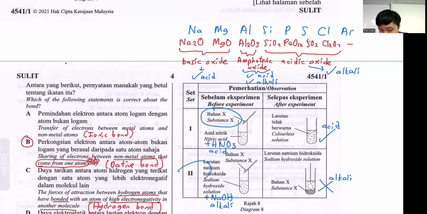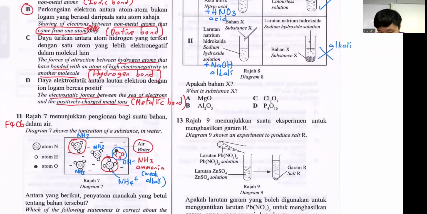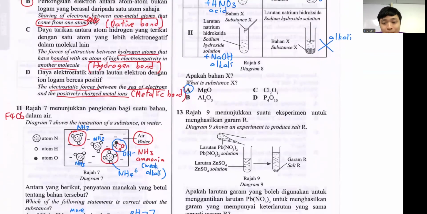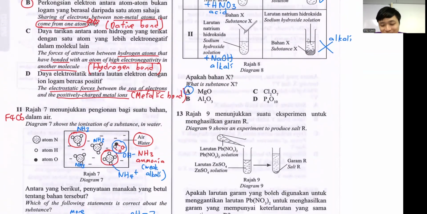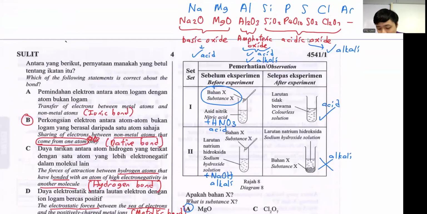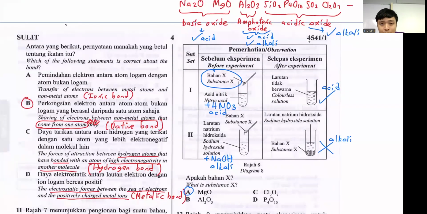But you see the second experiment, X cannot dissolve in alkaline, it only dissolves in acid. So it's either Na2O or MgO. So the answer is A. B is amphoteric. C and D are acidic oxides. But here it is a basic oxide. Very simple: basic oxide can react with acid, acidic oxide can react with alkali.